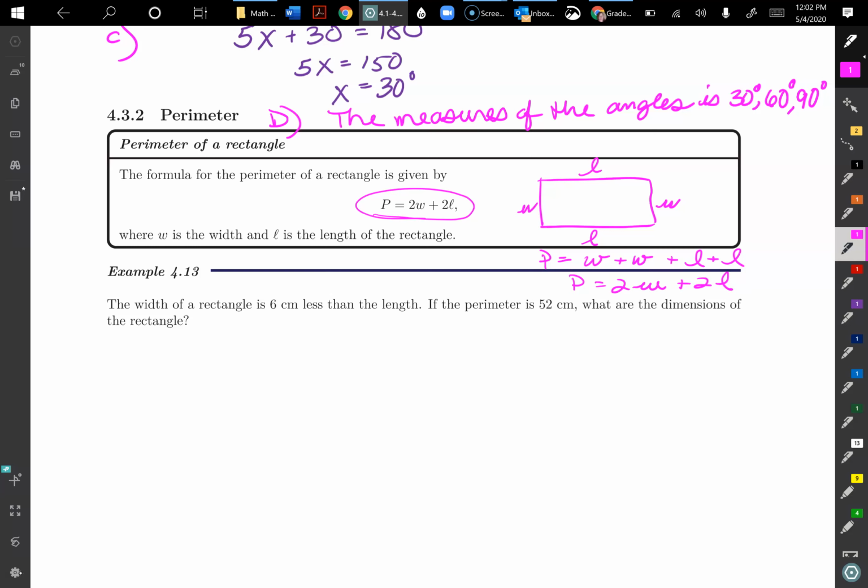You may have also seen it like this, like having it as P equals 2 times W plus L. I don't know if you've seen that, but we're going to use this form right here.